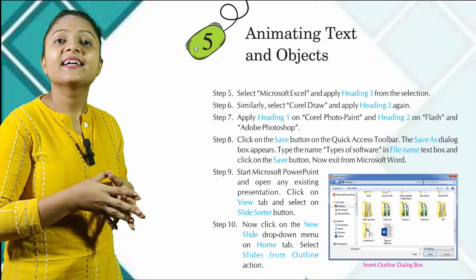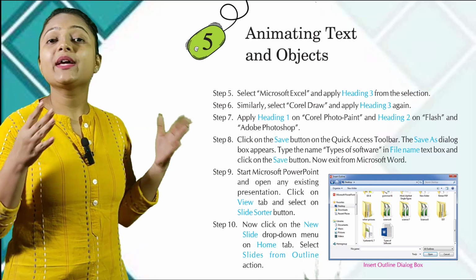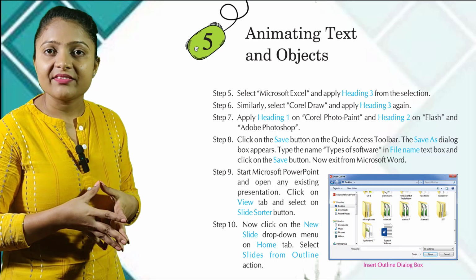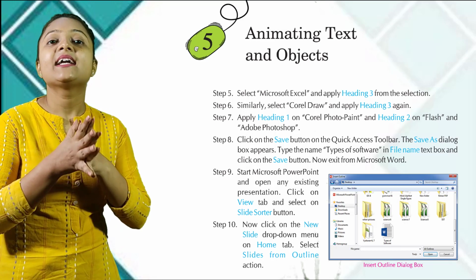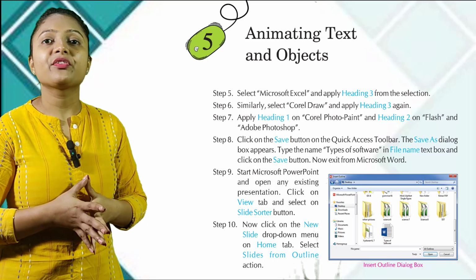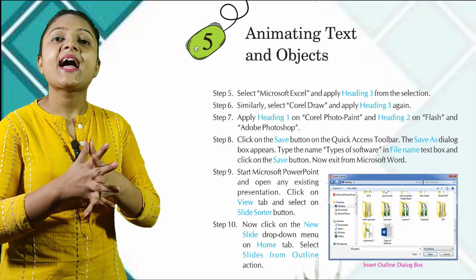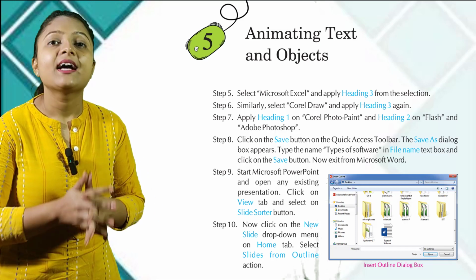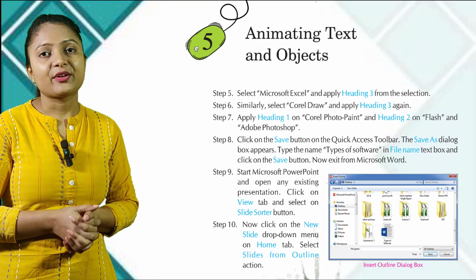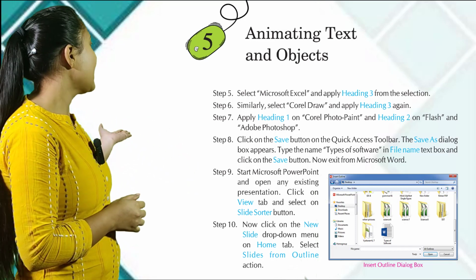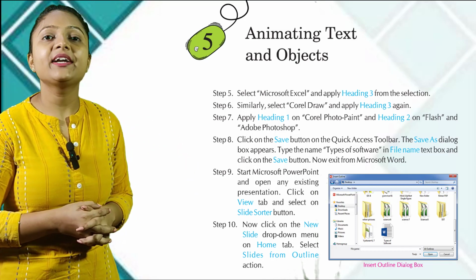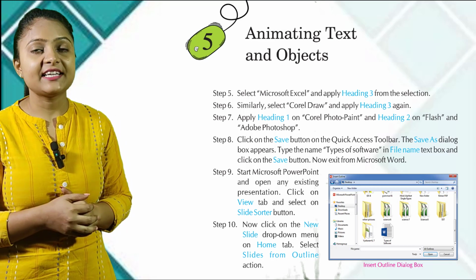Step 8. Click on the Save button on the Quick Access toolbar. The Save As dialog box appears. Type the name, Types of Software, in the File name text box and click on the Save button. Now exit from Microsoft Word. Step 9. Start Microsoft PowerPoint and open any existing presentation.